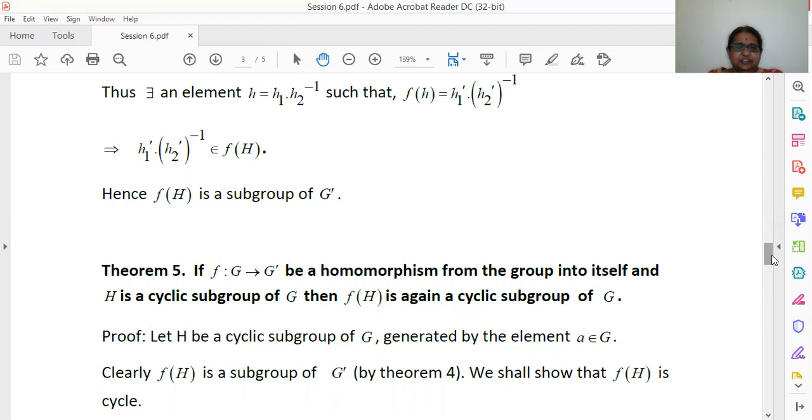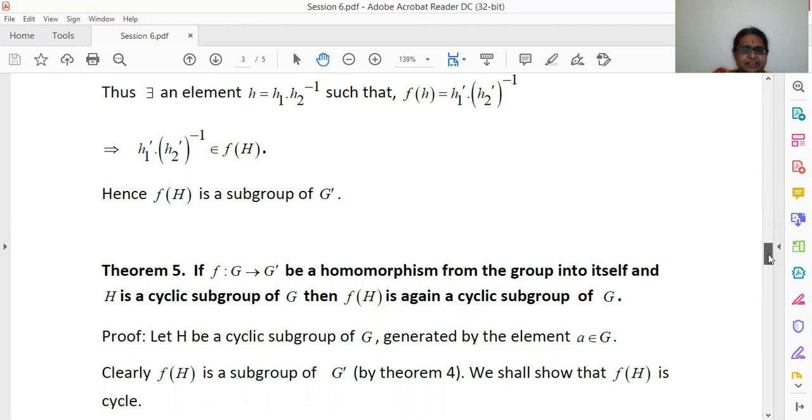Then with these two conditions, that is f from G to G dash is a homomorphism, and H is a cyclic subgroup of G, we have to show that f of H is again a cyclic subgroup of G dash. That is, for f of H also there is a generator. We have to show that.